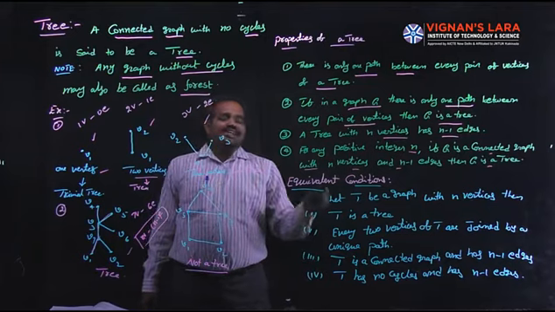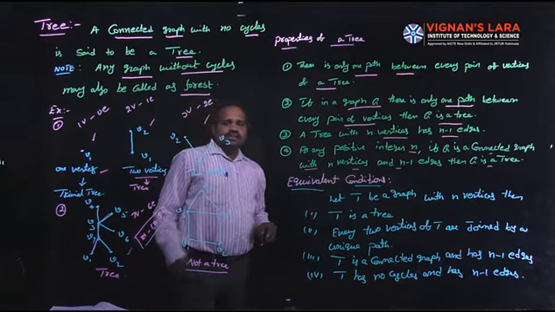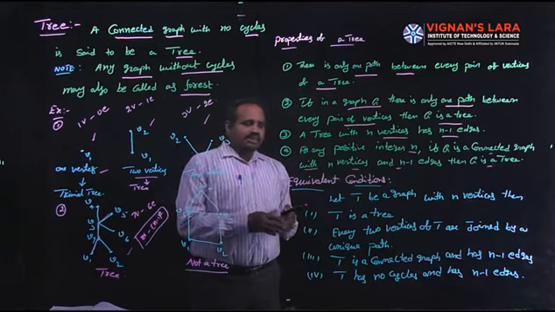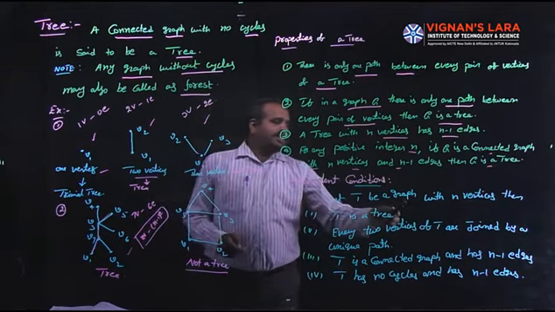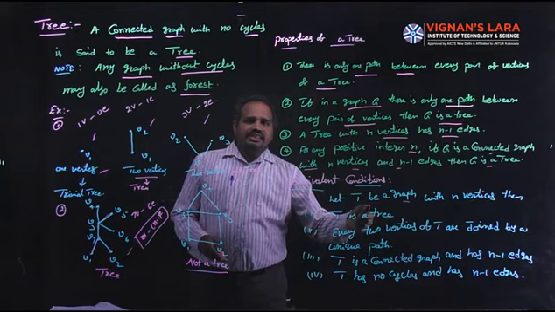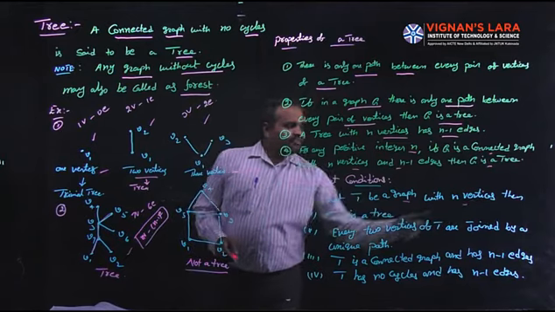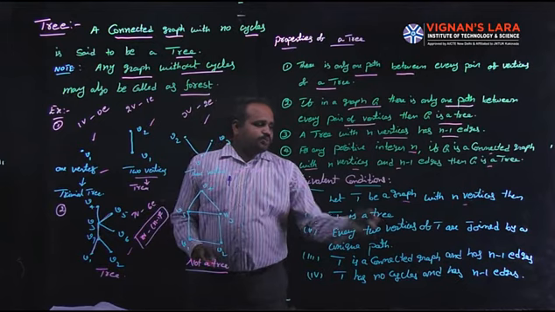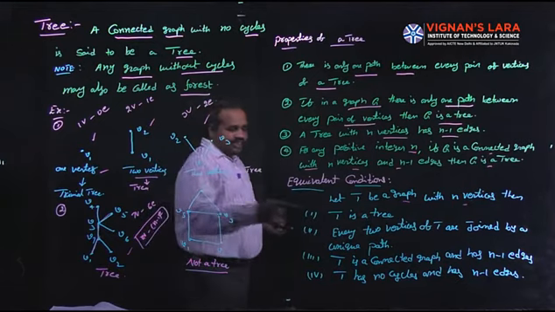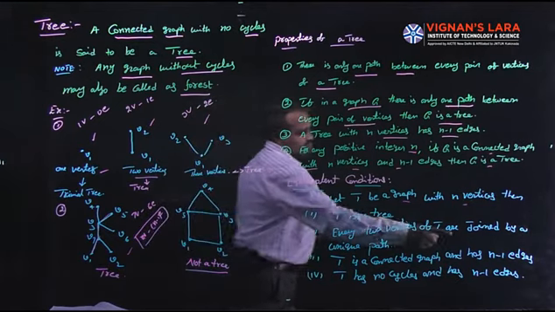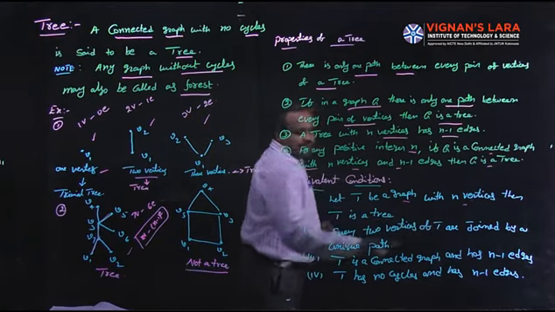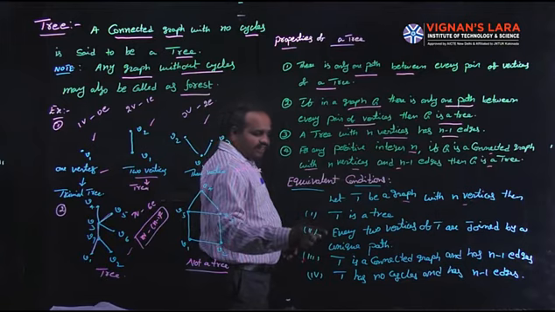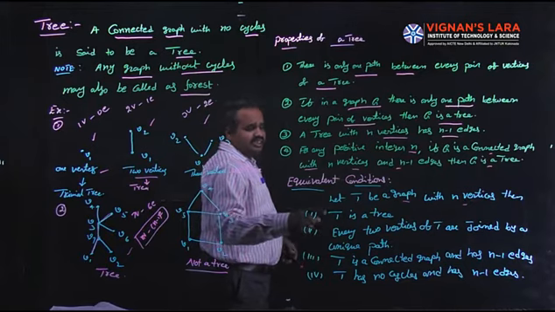Coming to the equivalent conditions. What are the equivalent conditions? If one is satisfied, obviously the other will be satisfied. So let T be a graph having n vertices. Then what is the first point? T is a tree. If T is a tree, every two vertices of T are joined by a unique path. If it is a tree, this will be satisfied. If this is satisfied, then it is a tree.